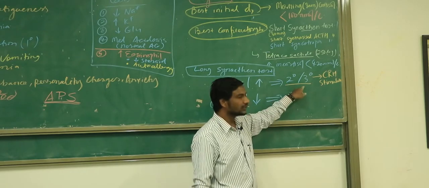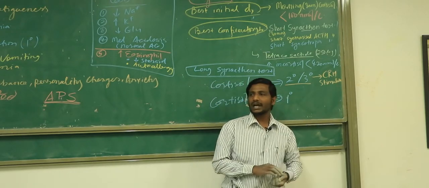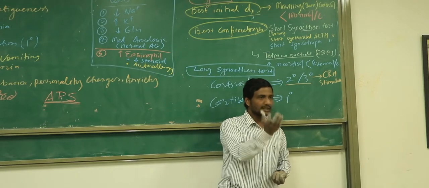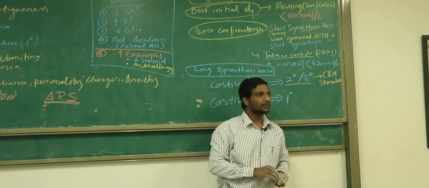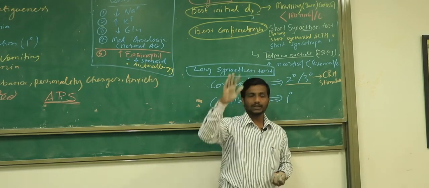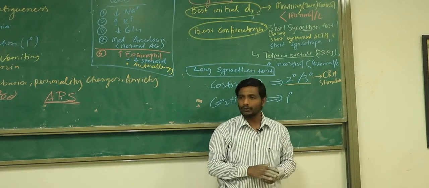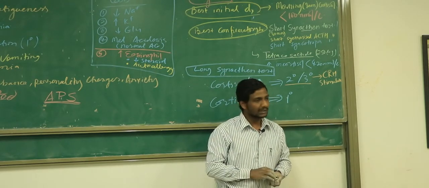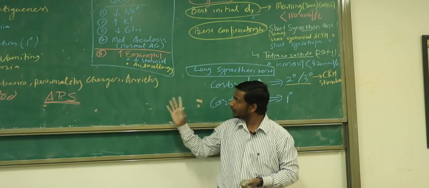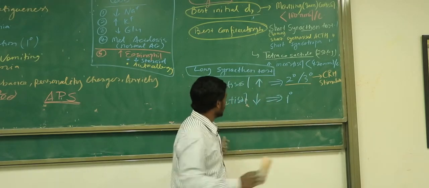And if it is secondary or tertiary, then we can do another test called the CRH stimulation test. We will give the CRH. If the ACTH increases, the problem is in the hypothalamus. You give the CRH, but the ACTH is still down, then we say the problem is in the pituitary gland. Got the idea? So in this way we do the testing. Okay, so I have some questions for you.